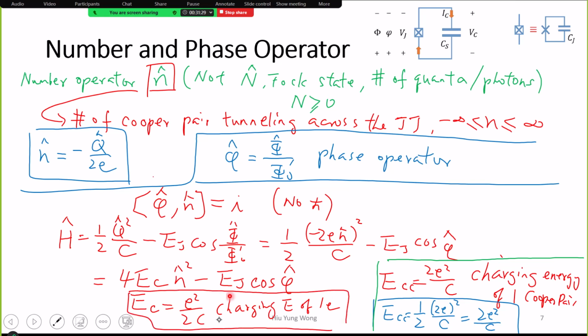Right, first, let's check if this is correct. If you substitute this to here, you will get what? You will get 2e squared divided by C. That is exactly what we have here.